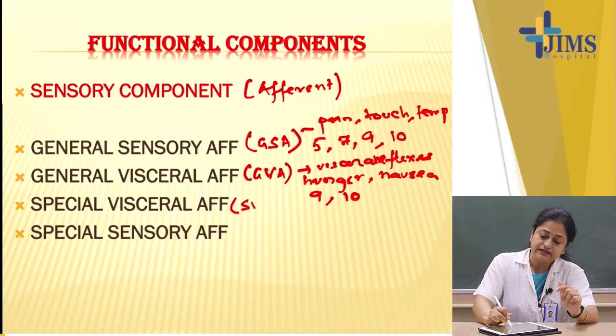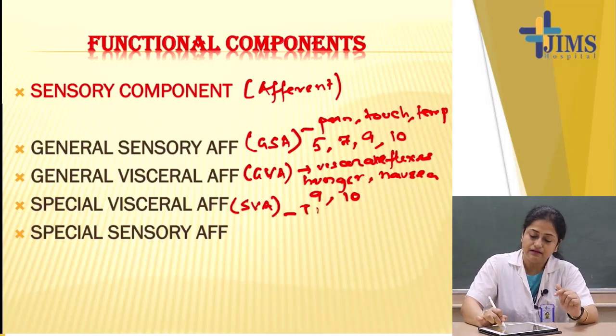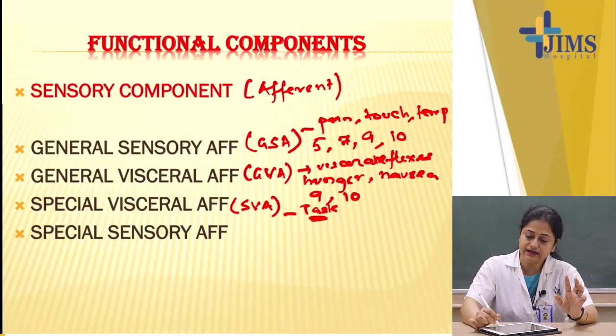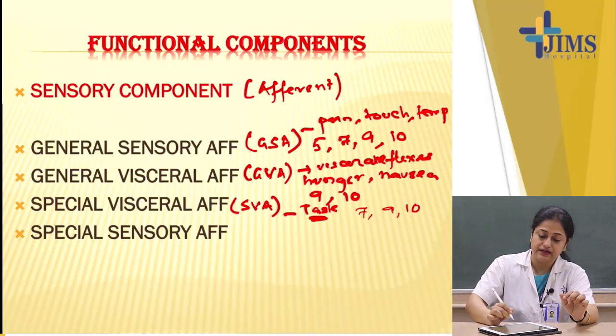Next component is the special visceral afferent fibers. This is mainly the taste fibers. Okay? And 3 nerves carry it. One is the facial nerve, 7th, another is the glossopharyngeal, and another is the vagus nerve.